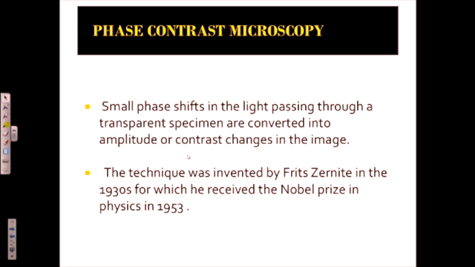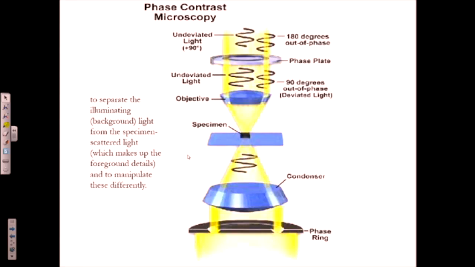So what happens here is there is a small phase shift in the light passing through the transparent specimen, converted into an amplitude or contrast change, so mostly you get a black and white image. So there are two phase plates. The light hits the specimen and goes through two phases, so there is a separation between the illuminating background light from the specimen and the scattered light, which makes up the foreground details, and you have to manipulate these phase plates.